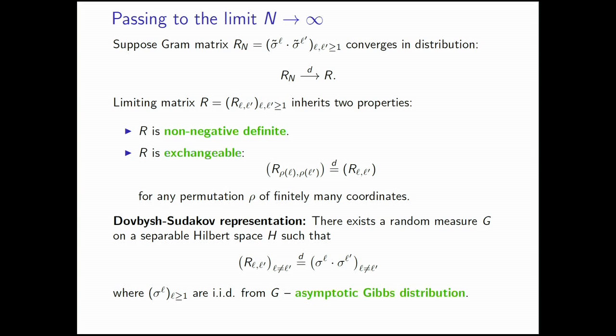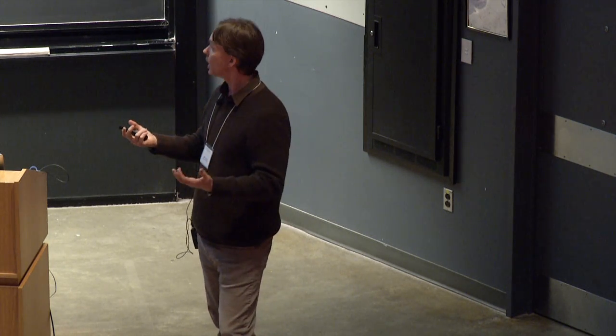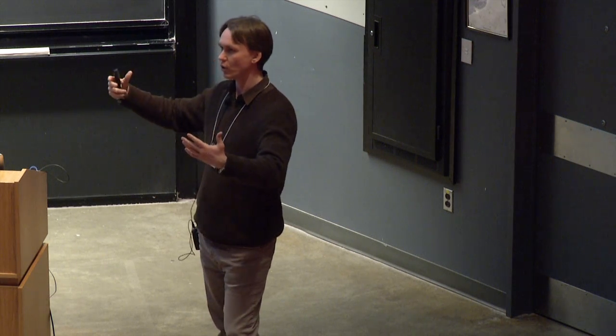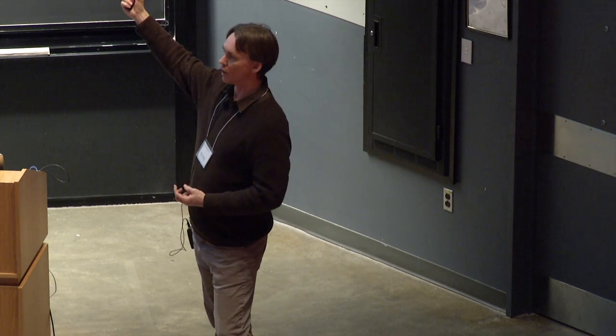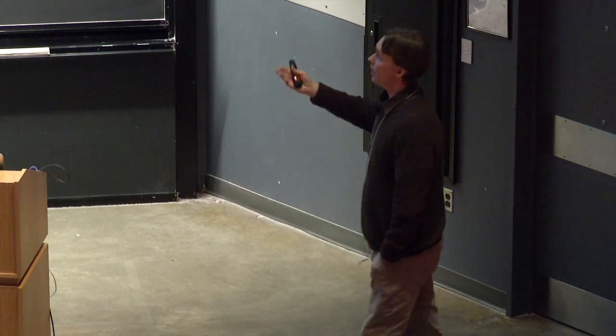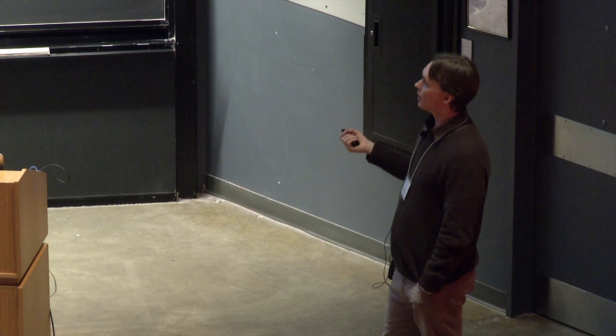So in other words, before you passed to the limit, you had a Gibbs distribution, you sampled points from it, and you were looking at scalar products. You were on some high dimensional space, and as dimension goes to infinity, you just end up on a Hilbert space. In the limit, you still have a random probability measure. You're still sampling.